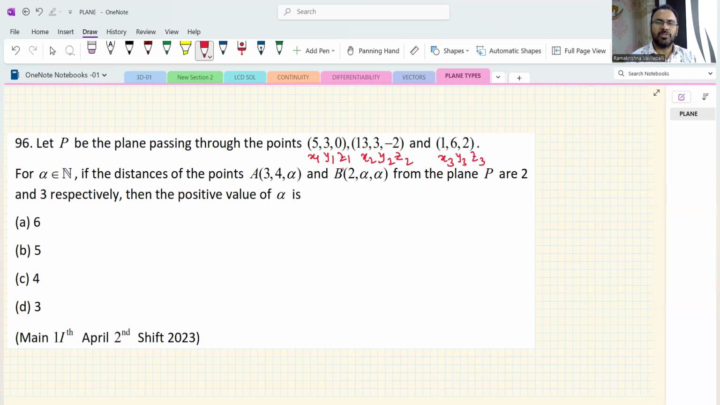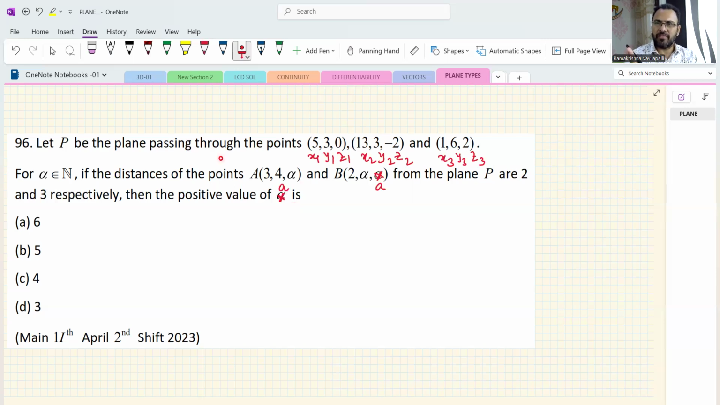So this is not alpha. This is an A, small. This is a printing mistake. Let P be the plane passing through 3 points, where alpha is a natural number. If the distances of the points A and B from the plane are 2 and 3 respectively, then the positive value of A is dash. This is the question. So it is not a one-tier question. It's not enough to find the equation of the plane. After that, you have to find perpendicular distances.